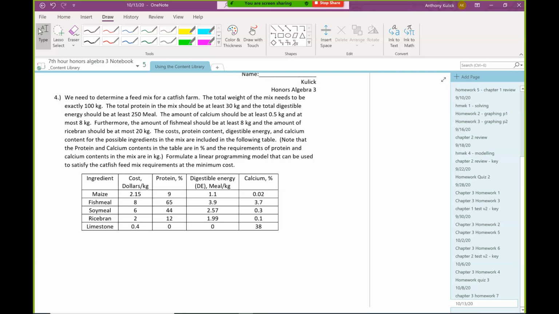Okay, so let's start with identifying the variables. So what are the variables in this problem here? Okay, the ingredients, I would say we should be a little bit more specific than that, though. Regina? Yeah, the mass of each ingredient in kilograms. Yep.